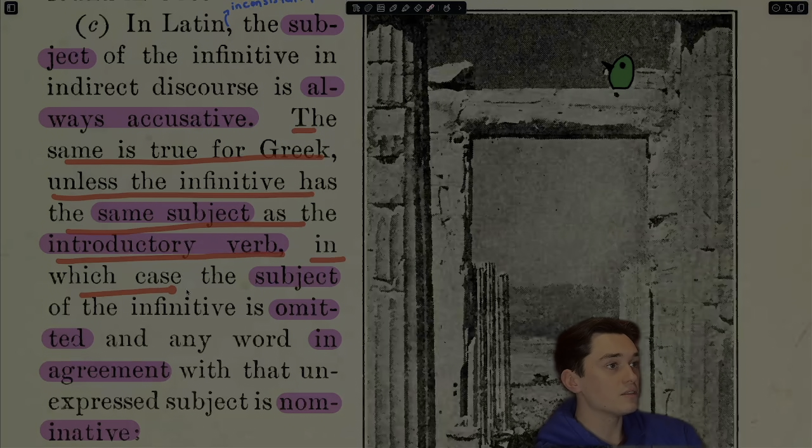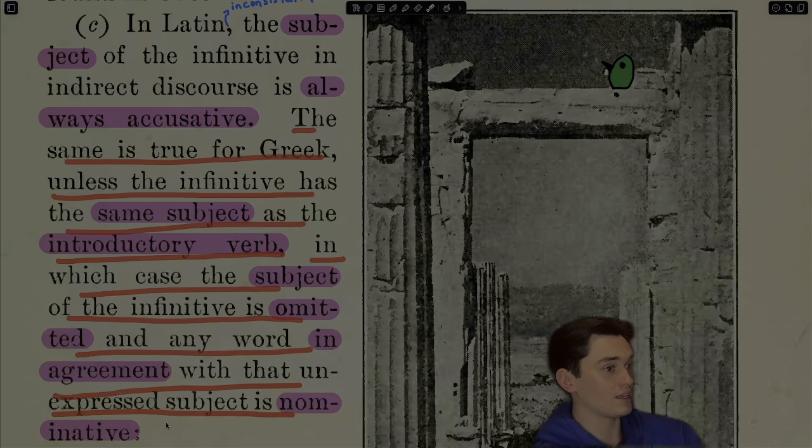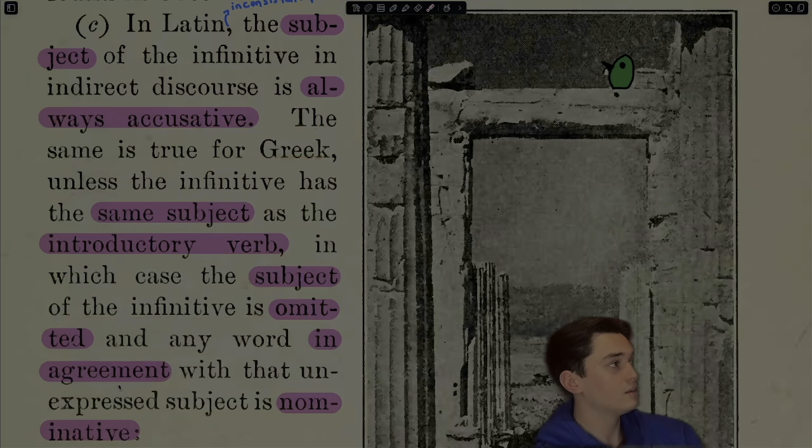in which case the subject of the infinitive is omitted and any word in agreement with that unexpressed subject is nominative. Wow, that's a lot. Greek oftentimes uses an accusative as its subject in indirect statements. However, Greek oftentimes omits its subject in indirect statement. In instances where the subject of the main clause is the same as the indirect statement, it is much more likely for that subject to not be repeated and be omitted.